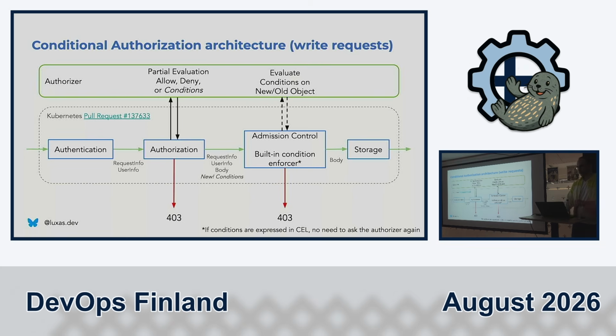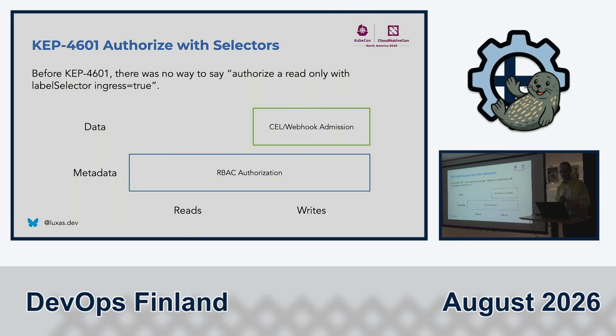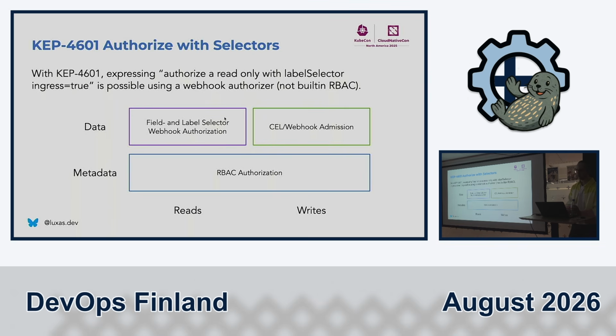So that's the idea, and to make it even better, let's see if we have time to go through this, if people are interested. This is what it looked like before. For metadata, we could authorize both reads and writes using the RBAC mechanism. But for data and writes specifically, we could use CEL or validating admission policy. And then there was actually another third method in authorization in Kubernetes, which you could do for reads and data, like this label selector thing with secrets, for example.